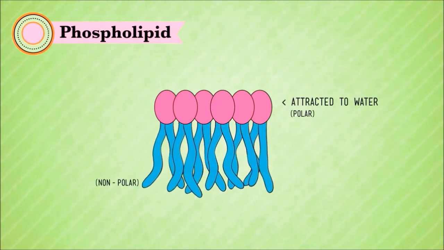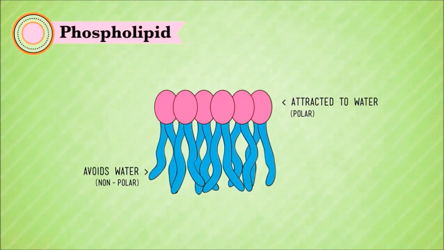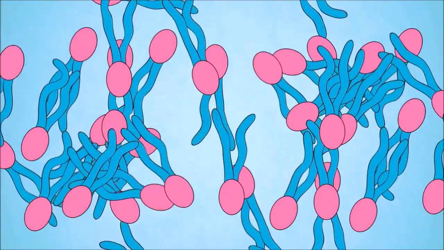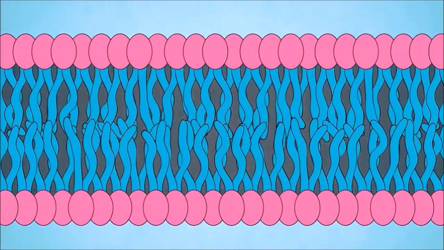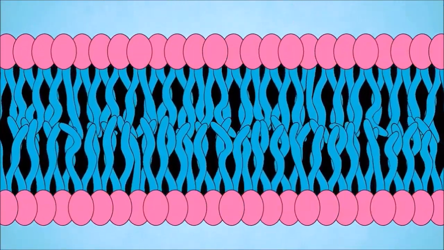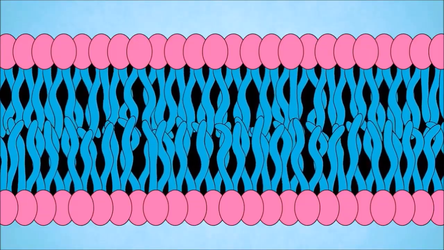And the other end is nonpolar and it avoids water. So if you were to scatter a bunch of phospholipids into some water, they would automatically arrange themselves like this, with the hydrophobic ends facing each other and the hydrophilic ends sticking out to face the water. Every cell in your body uses this natural structure to form its cell wall in order to keep the bad stuff out and the good stuff in.